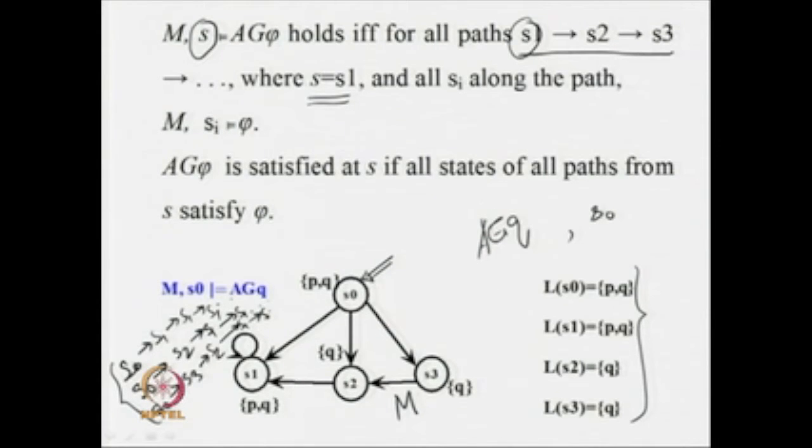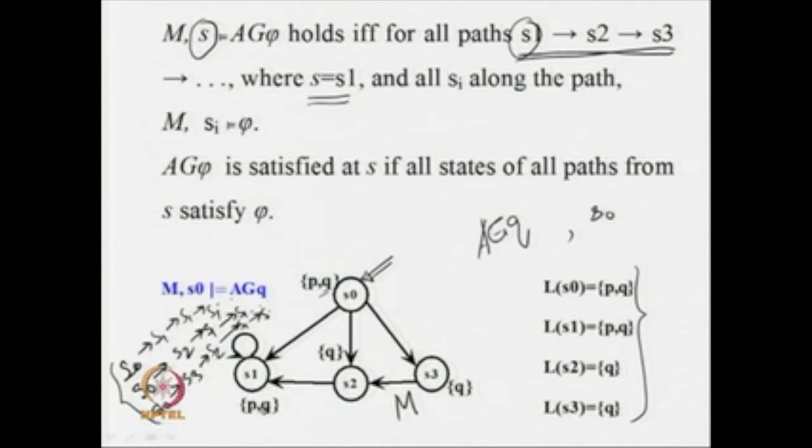Now, we are going to look at all such paths S1, S2, S3 like that, where S equals S1. Now, my S is S0. From here we are going to see all the possible states, and we will find that in all those states S0 and S1, Q is true, it is labeled with Q. When we come to this particular path S0, S2, S1, S1, S1, it has a self loop, so it goes from S1 to S1. In all the steps, we get that Q is true over here.